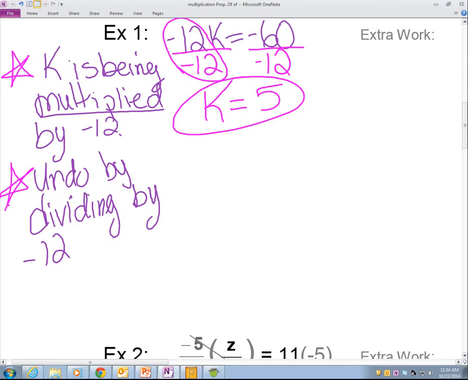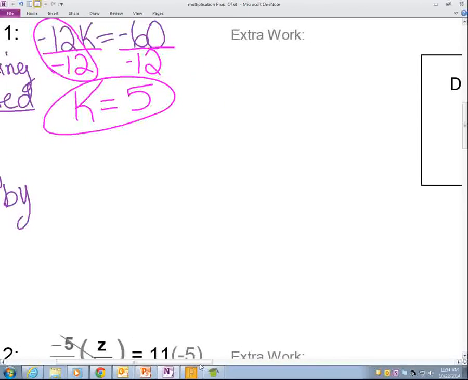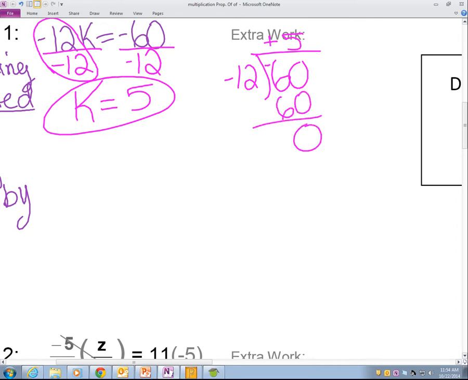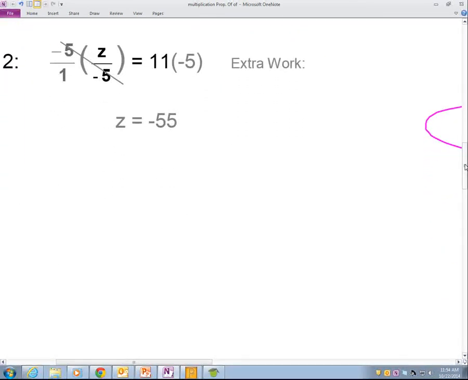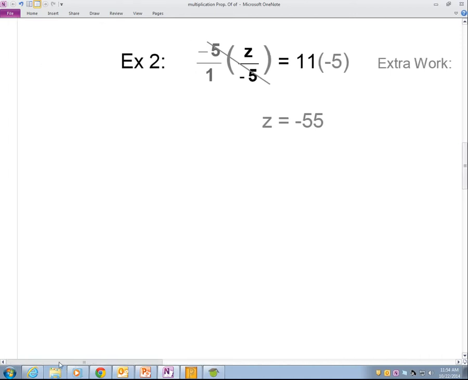Okay, so with the extra work that it says over here, what you would do on this one, if you wanted to, you would have the, that's the extra work. All right, good. Any questions on that one? No? All right, I'm going to rewrite this one now.